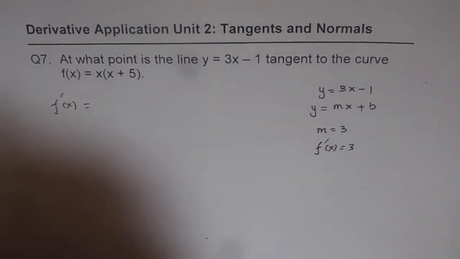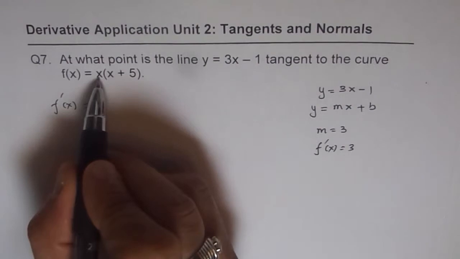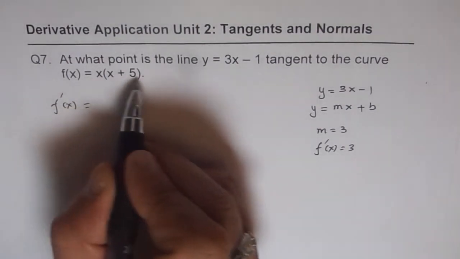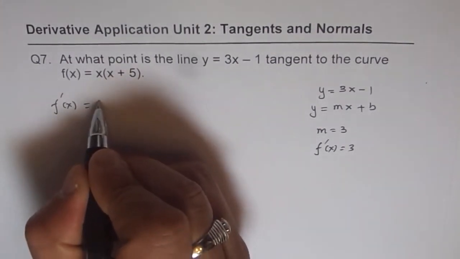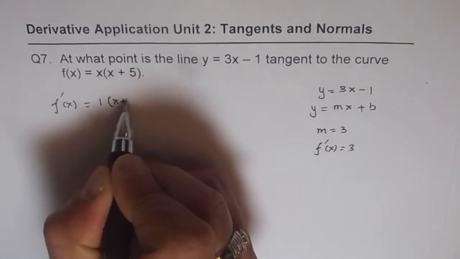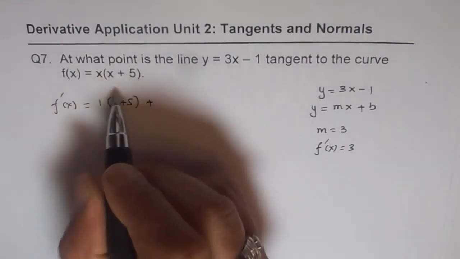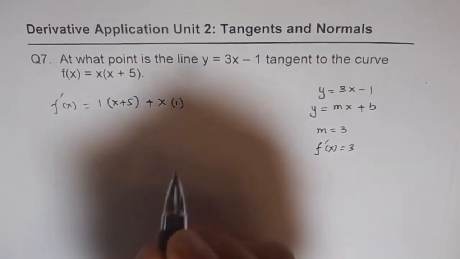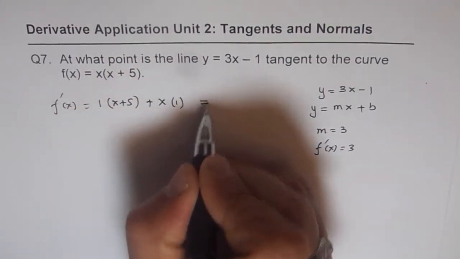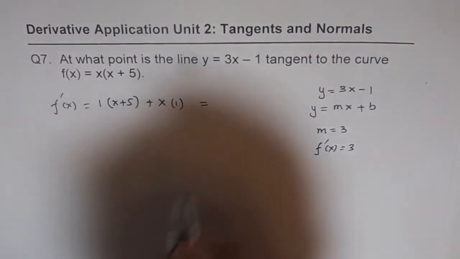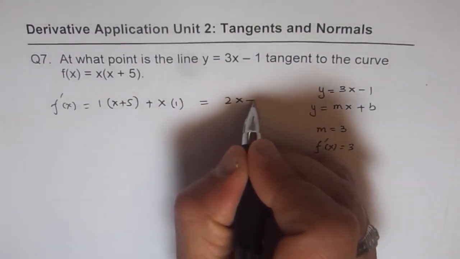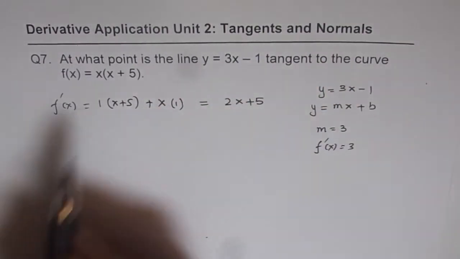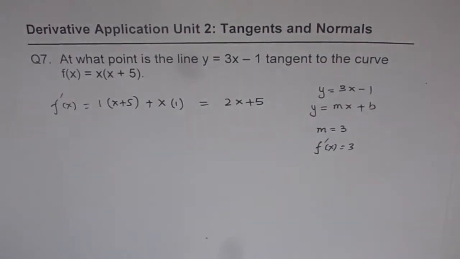You can apply the product rule, that is the derivative of x times x plus 5. The derivative of x is 1. So you get 1 times x plus 5 plus x times the derivative of x plus 5, which is 1. And from here, x plus 5 plus x will give you 2x plus 5. So the derivative of this function is 2x plus 5.